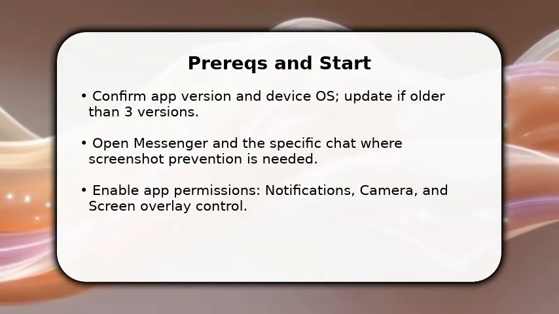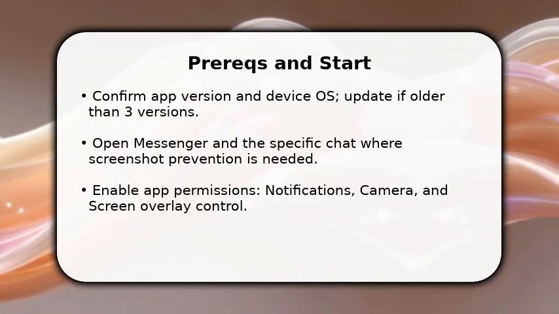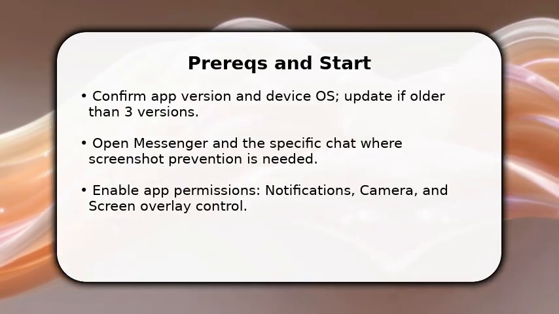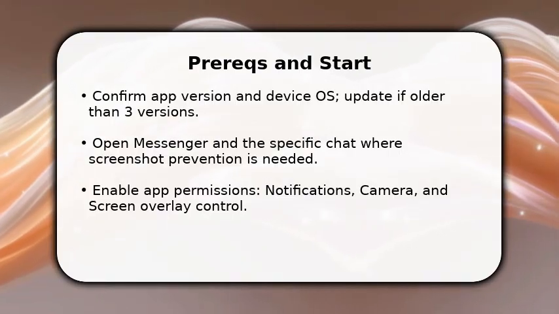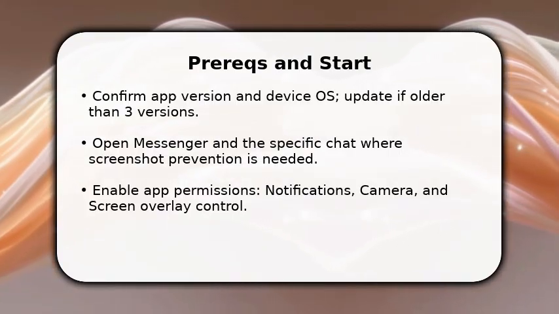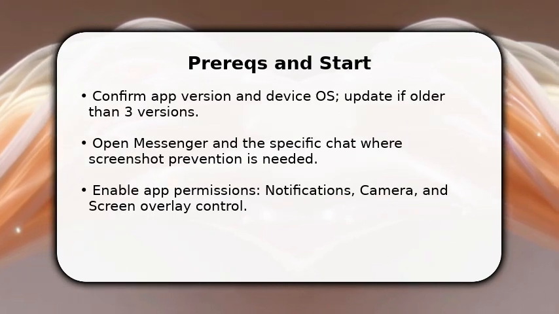Make sure app permissions include notifications and screen overlay control because those influence screen capture behavior. Now navigate to the chat info or settings icon. This first actionable step puts you where you can alter capture settings immediately, so proceed to the next screen.